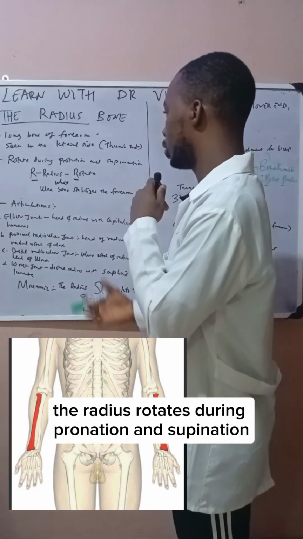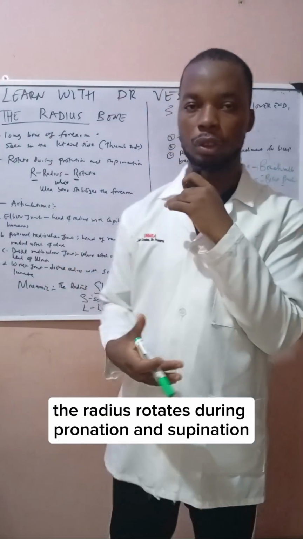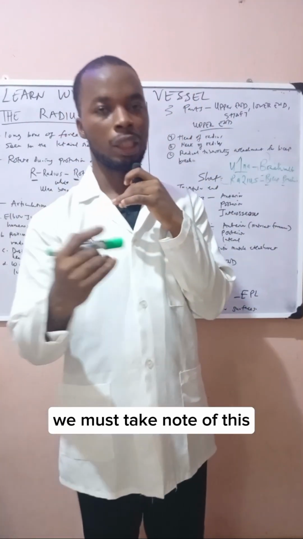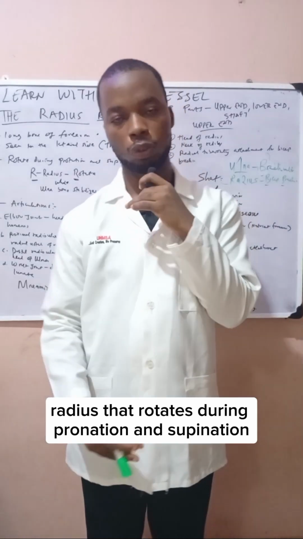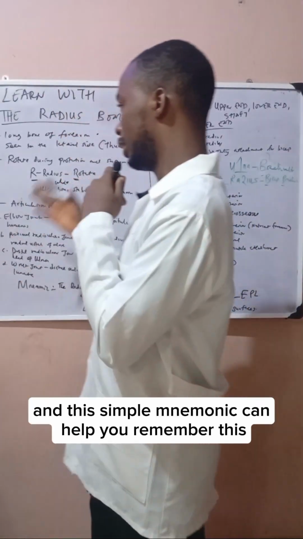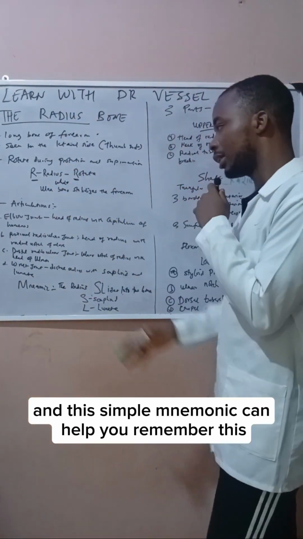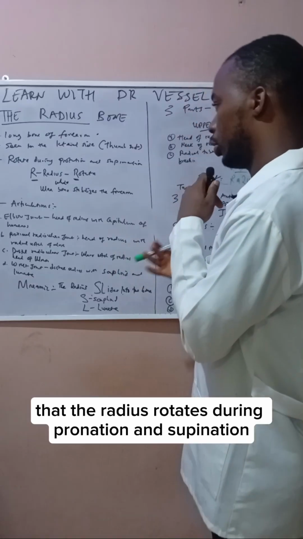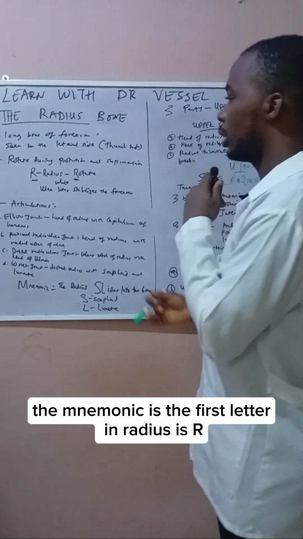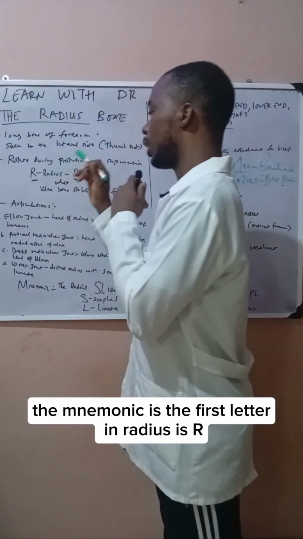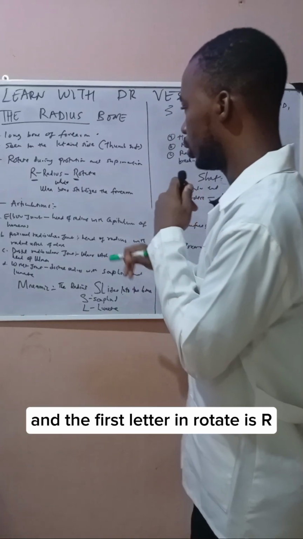The radius rotates during pronation and supination. We must take note of this, that it is the radius that rotates during pronation and supination. And this simple mnemonic can help you remember this. The mnemonic is: the first letter in radius is R and the first letter in rotate is R.